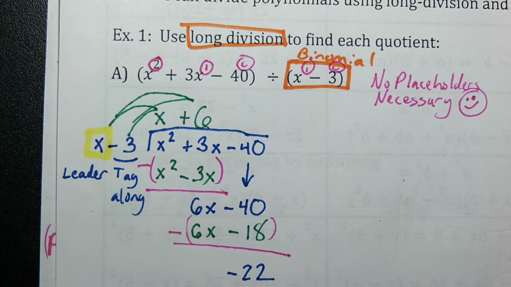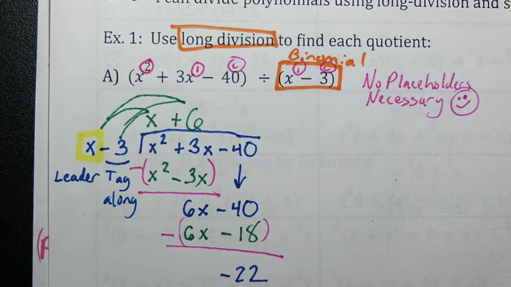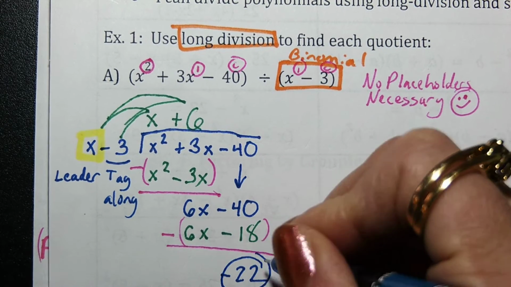Am I done? Nah. I'm done doing iterations because there's nothing else to bring down. And if I tried to continue, x times what is -22? Is there any way for me to get rid of that x? No. So once we get the final term and there's nothing else to bring on down, we don't have to keep adding decimals and digits afterwards like we do with regular long division. That is my remainder.